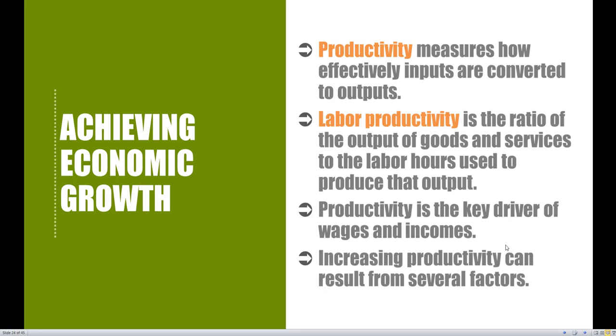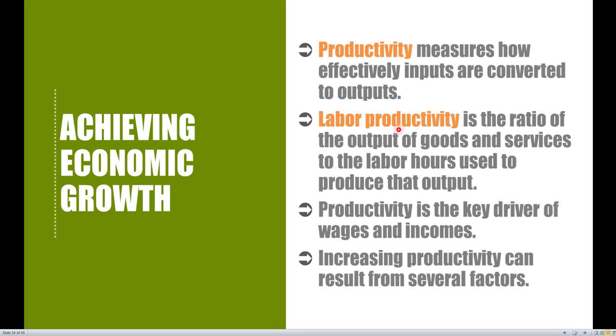So productivity, in general, measures how effectively inputs are converted into outputs. Once again, if we're able to use very few inputs but we get a lot of output in return, we are considered to be very efficient. We are considered to be very productive. The main measure that we focus in on is something known as labor productivity. It's the ratio of the output of goods and services to the labor hours used to produce that output. And we want this number to be as high as possible because it tells us that we are being the most efficient that we can possibly be.